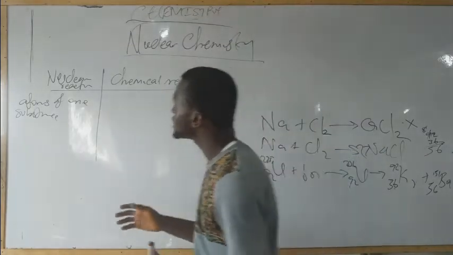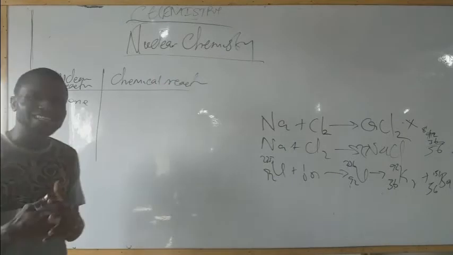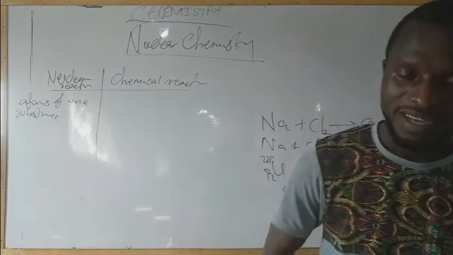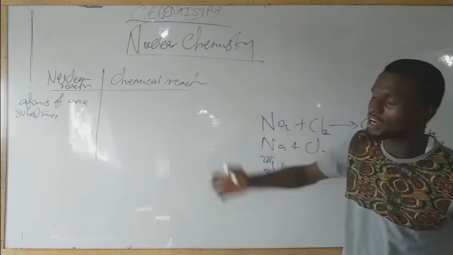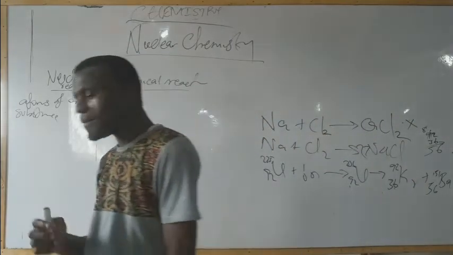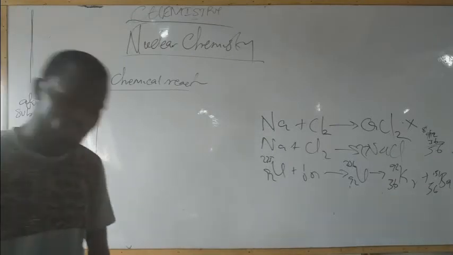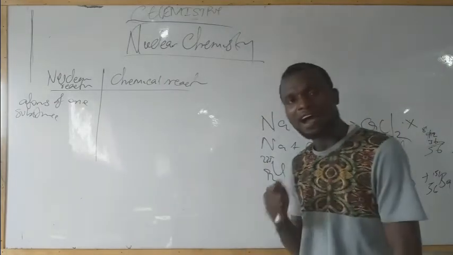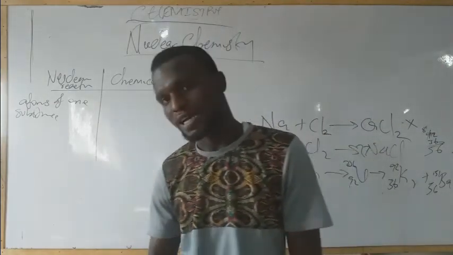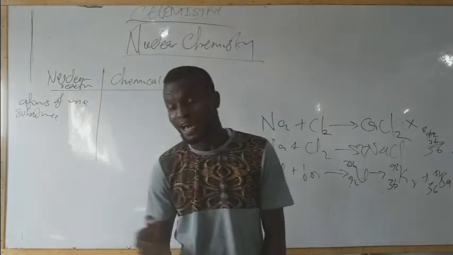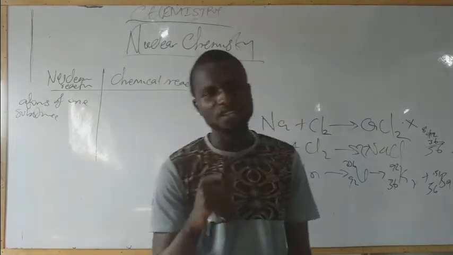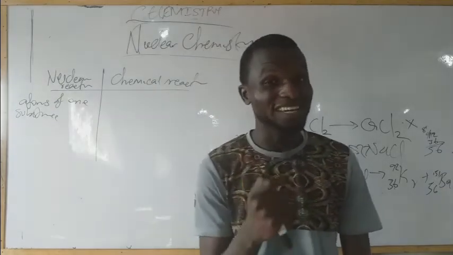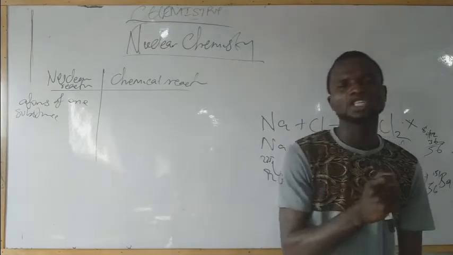Another thing again is that in nuclear reaction, the rate is unaffected by conditions such as temperature, pressure, concentration, catalyst, etc. While in chemical reaction, the rate is hugely influenced by such factors as catalyst, temperature, pressure, concentration. Now, what does that mean? It means that if we want to perform a chemical reaction, for instance, between hydrogen chloride and ammonia to give you ammonium chloride, to enhance the rate of this reaction, we add more of HCl or more of ammonia. By doing that, we have increased the concentration. Consequently, there is an exponential increase in rate.